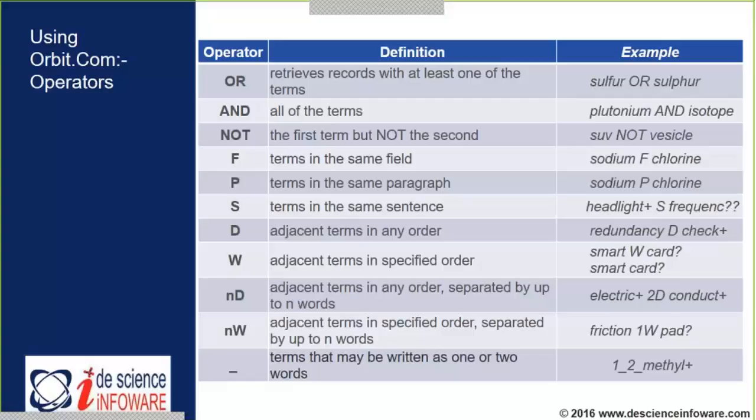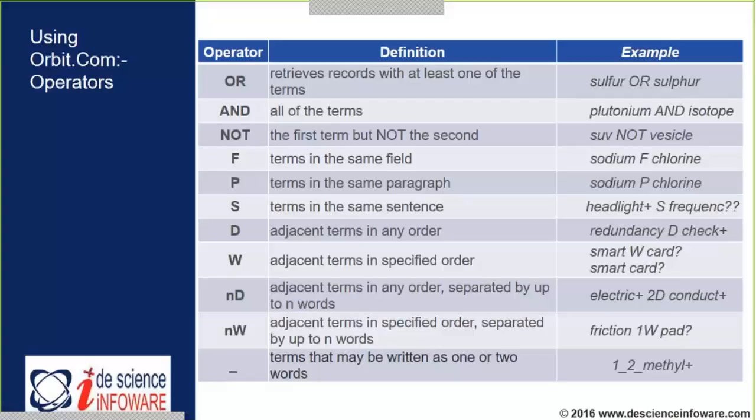Let's talk about what types of operators you can use. Since you are going to use them, these are the operators. OR, AND and NOT are standard. OR means at least one of the keywords is present, AND means both keywords are present. NOT means the first is there but the second is not there. F is the same field operator. It's slightly tricky.